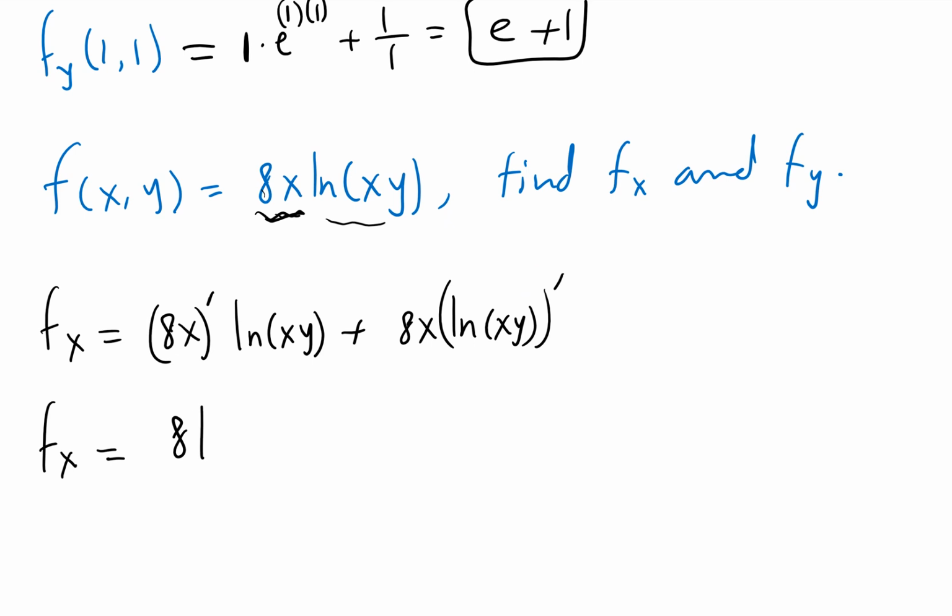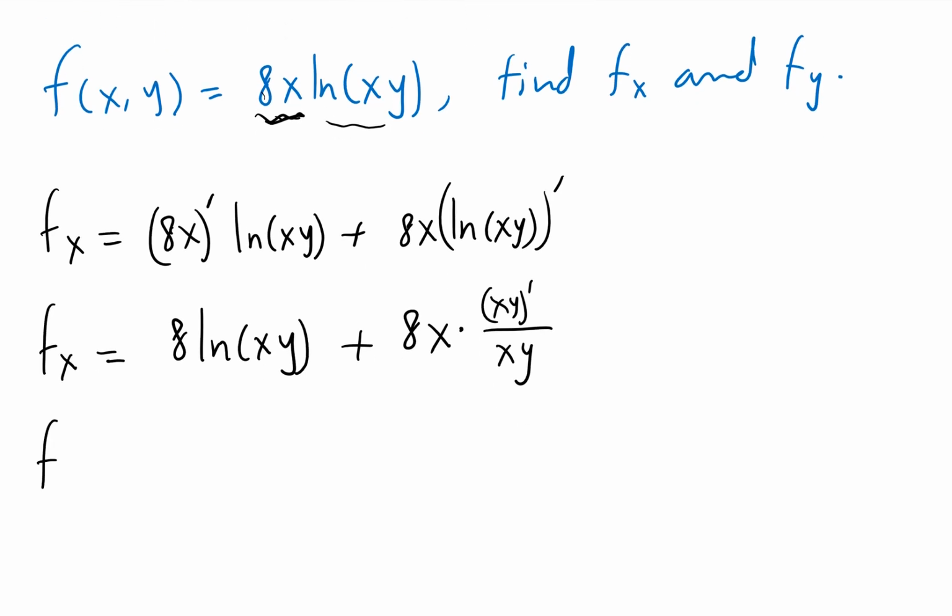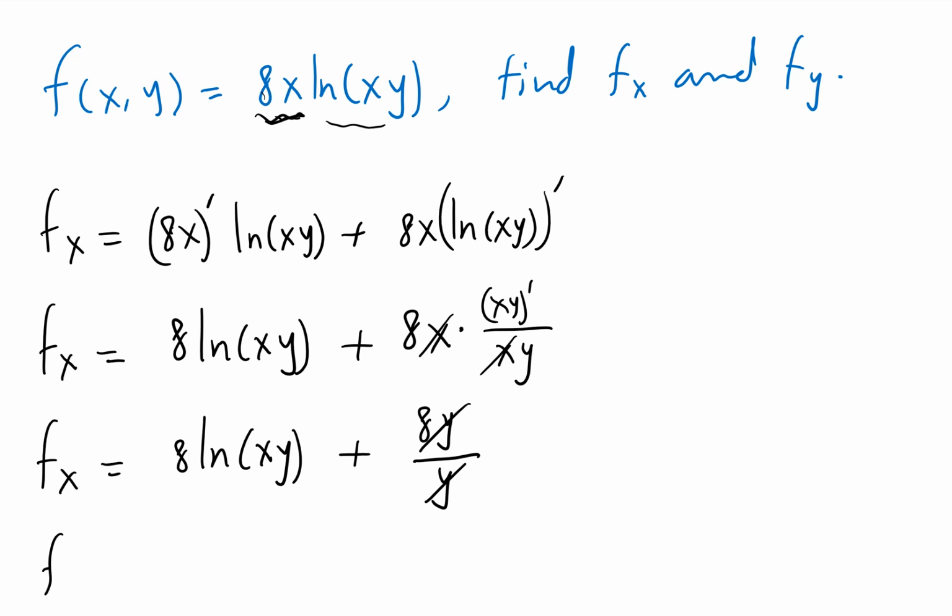That gives us 8 natural log of xy plus keep 8x the same. Derivative of this is the derivative of u, means derivative of xy over itself. This stays the same. The x cancel each other. 8y over y, so the y cancel. So the final answer would be 8 natural log of xy plus 8.